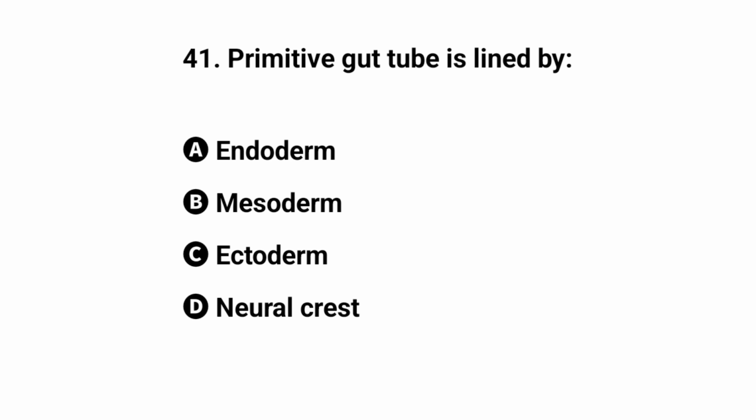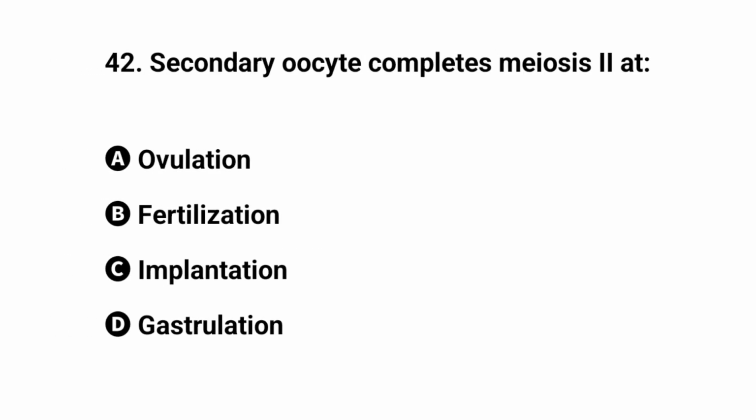Question number 41. Primitive gut tube is lined by. The right answer is A. Endoderm. Question number 42. Secondary oocyte completes meiosis at. The right answer is B. Fertilization.